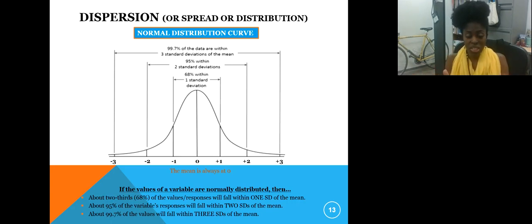So one standard deviation is the majority of our data, 68%, two-thirds of our data. Two standard deviations gets us out to 95% of our data. And we can see that we've got about 2.5% here, 2.5% here, right? So an extra little tiny bit left.